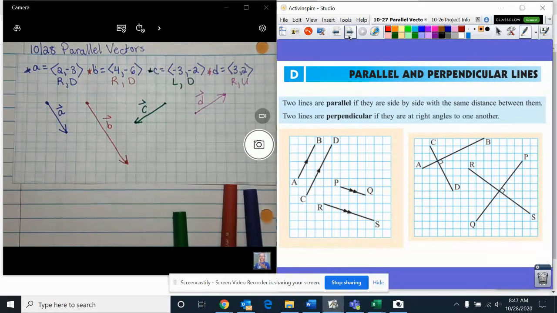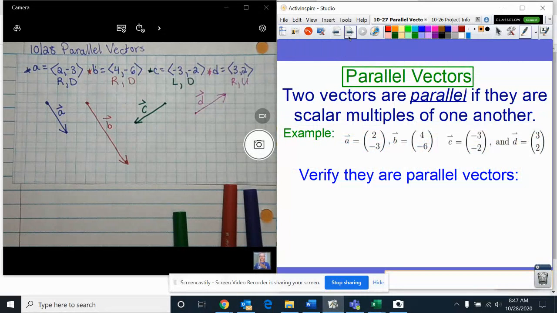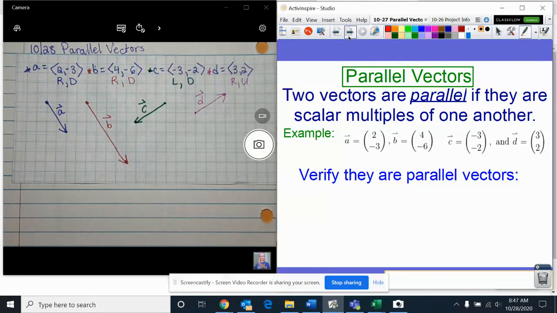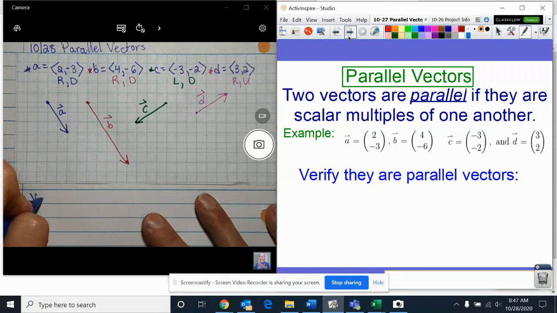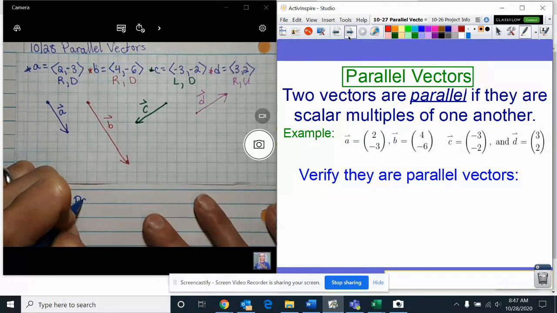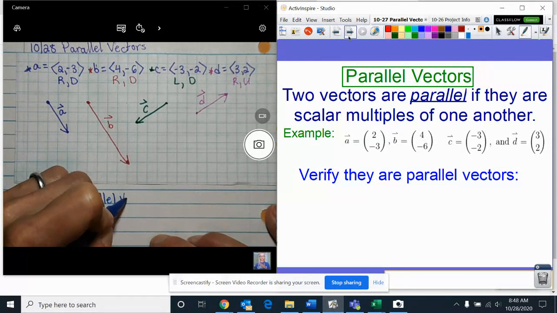Just to remind you, what does it look like to have parallel and perpendicular lines? So parallel lines will never meet when they're on the same plane. So what we're going to do now is verify that vectors A and B are parallel. If they are parallel, they have a value that multiplies to one of them to equal the other one. So what we're going to look at is specifically verify parallel vectors.